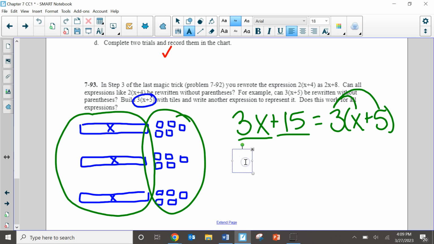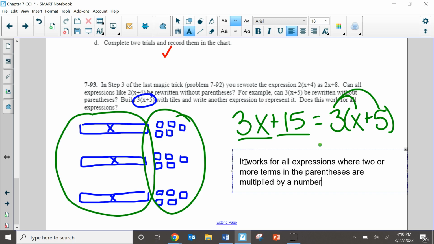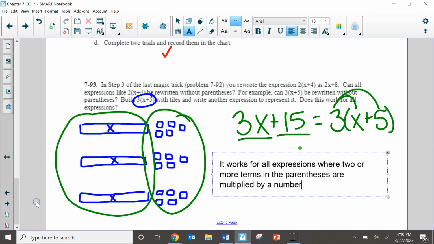So to answer the question, it works for all expressions where 2 or more terms in the parentheses are multiplied by a number. So it will work for all expressions. All right, and that is 7.3.2.